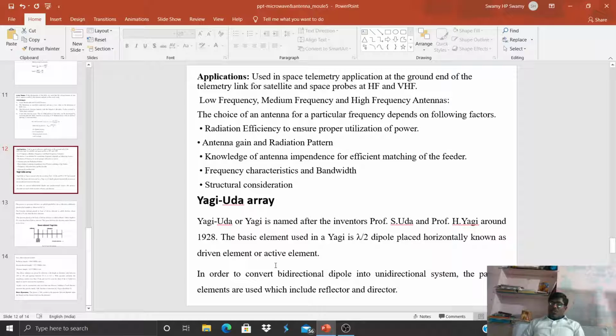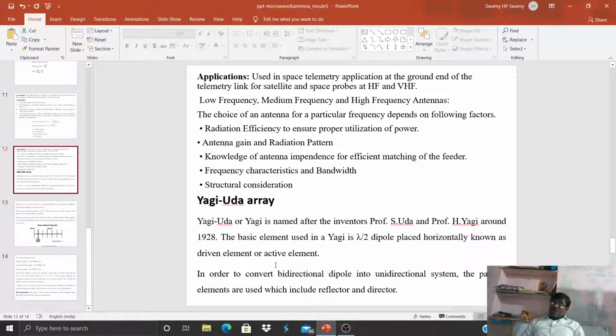In order to convert a bidirectional dipole into a unidirectional system, passive elements are used, which are called the reflector and director. Usually this Yagi-Uda array consists of a lambda by 2 dipole, which is fixed horizontally, called the driven element or active element. Because it is fixed horizontally, it will radiate bidirectionally.